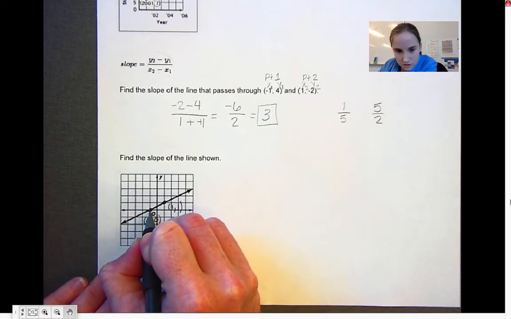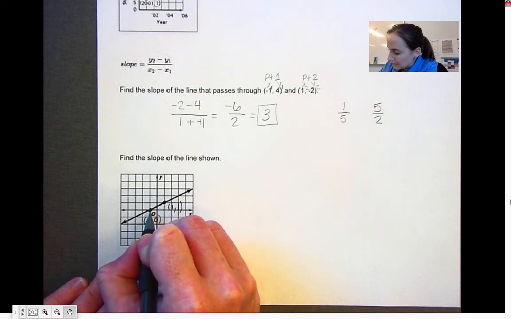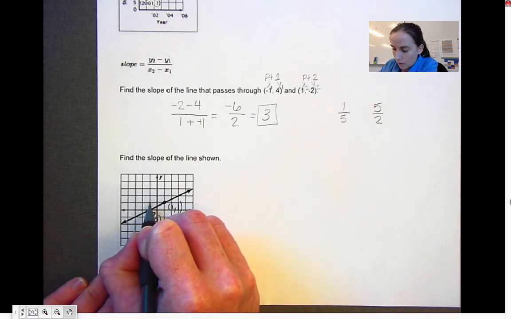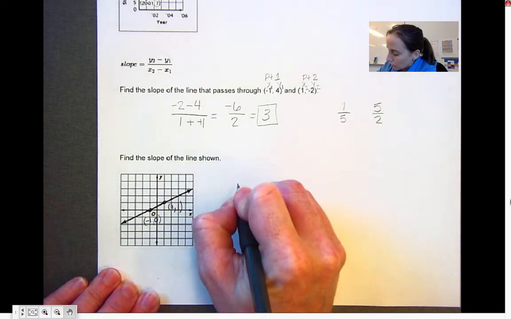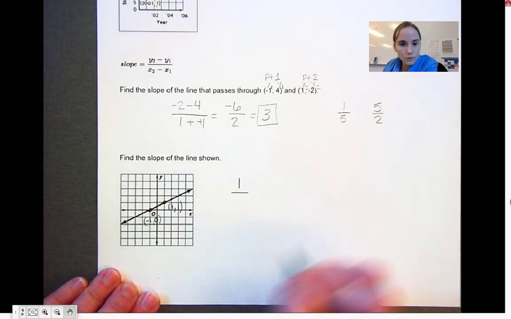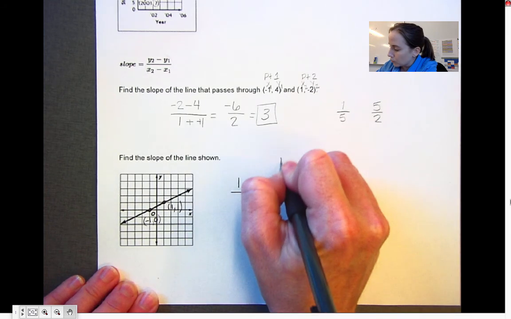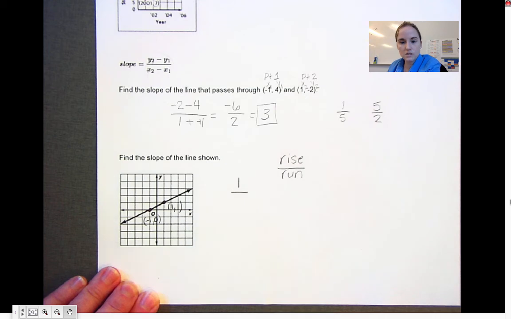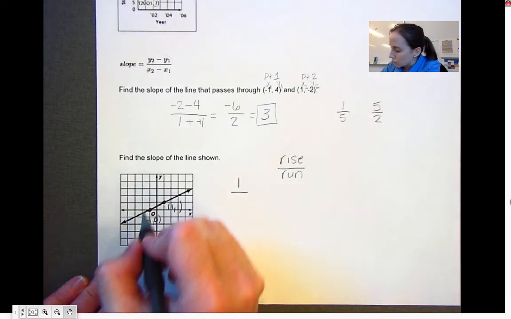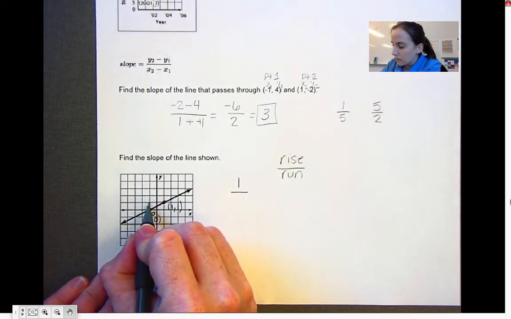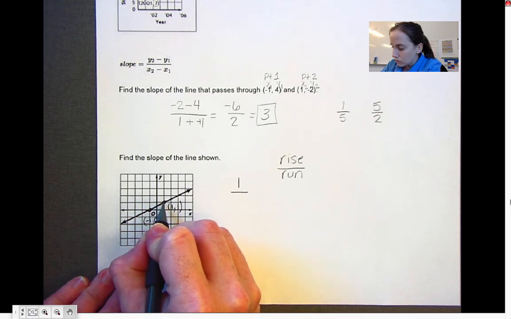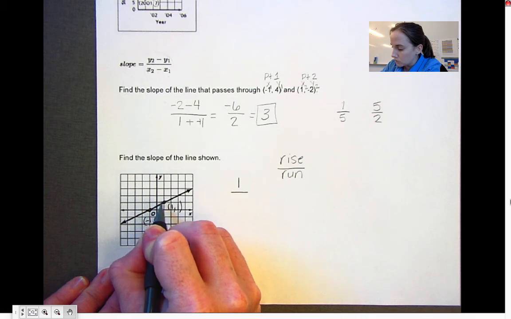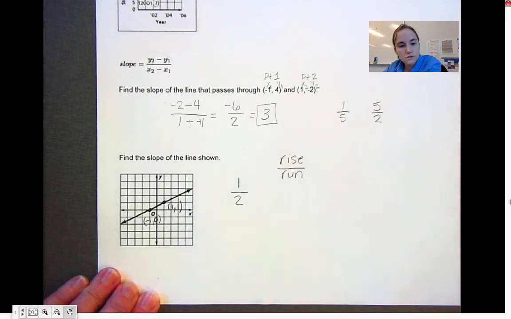So if I start from this point, and I want to get in line with this point here, I have to go up 1. So the rising action is 1. That always goes on the top. Remember, rise over run. Rise, you get up. Okay? So up 1, and then the run is over 2. So to run to that point, I need to go 1, 2. So the slope is 1/2.